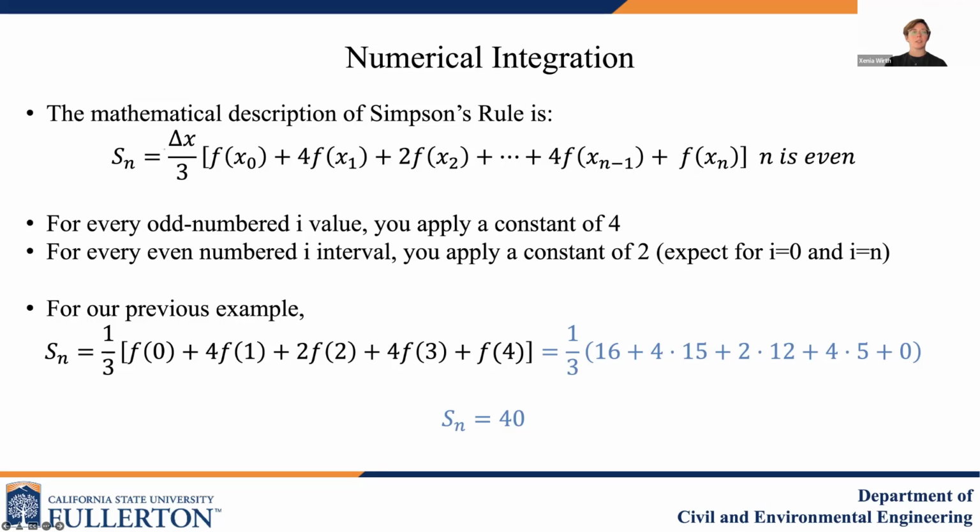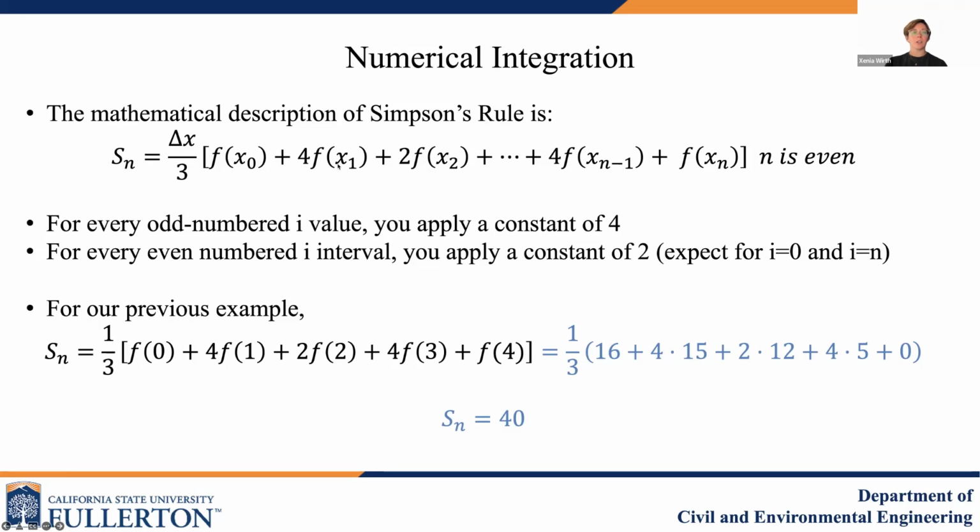Delta x comes out, and delta x over 3 is what is multiplied by everything in here. And in here, we have sort of an alternating constant. The initial position of x, x naught, and the final position of x, x sub n, are not going to be multiplied by any constant. But every odd numbered i value, i equal to 1, i equal to 3, i equal to 5, whatever odd numbered i value, you're going to multiply f of x sub i times 4. And every even numbered i value, so if i is equal to 2, i is equal to 4, i is equal to 6, etc., you're going to multiply the expression of that function by 2.